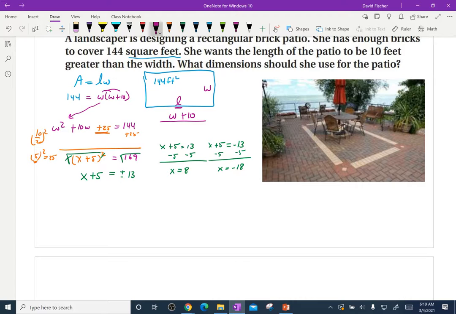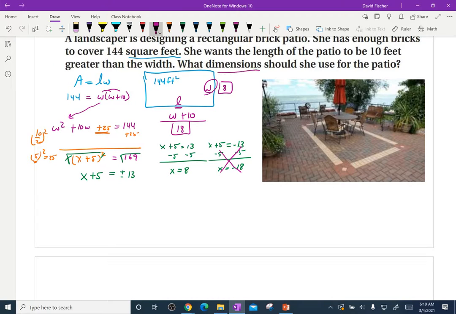Okay, now we got to have common sense stuff. We're doing a patio. It says W equals negative 18. I guess all these should be W, sorry. We can't have a negative 18 measurement, so we throw that guy out right away. He's not a reasonable answer. But my W is 8. So that's 8 for that side. And so now if I put an 8 down here, this guy has to be an 18.